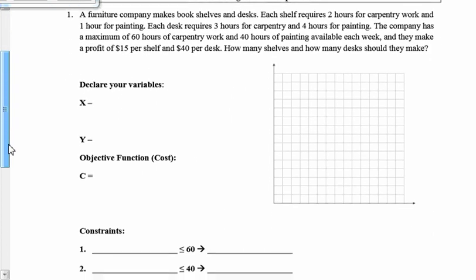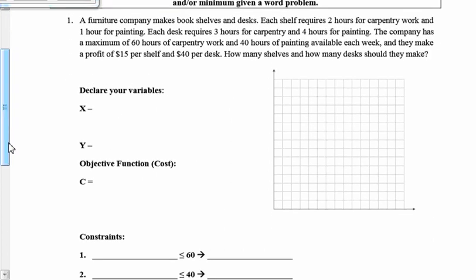Alright, so the first one, number 1, it says a furniture company makes bookshelves and desks. Each shelf requires 2 hours for carpentry work and 1 hour for painting. Each desk requires 3 hours for carpentry work and 4 hours for painting. The company has a maximum of 60 hours of carpentry work and 40 hours of painting available each week, and they make a profit of $15 per shelf and $40 per desk. How many shelves and how many desks should they make to maximize their profit?